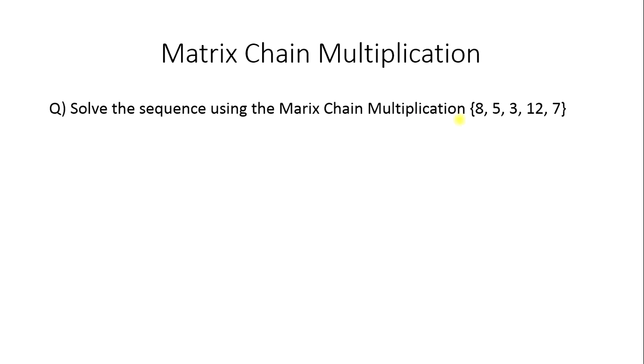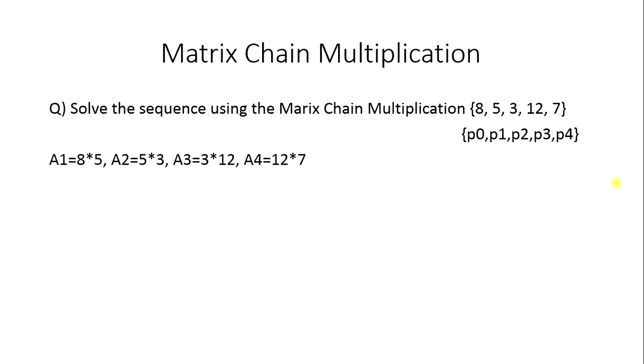So first of all, what do we do? We just apply the naming scheme of P0, P1, P2, P3 and P4 and map them with the numbers 8, 5, 3, 12 and 7 respectively. Okay, then we figure out the number of matrices. As we can see, there are four matrices with the following dimensions: 8 by 5, 5 by 3, 3 by 12 and 12 by 7.